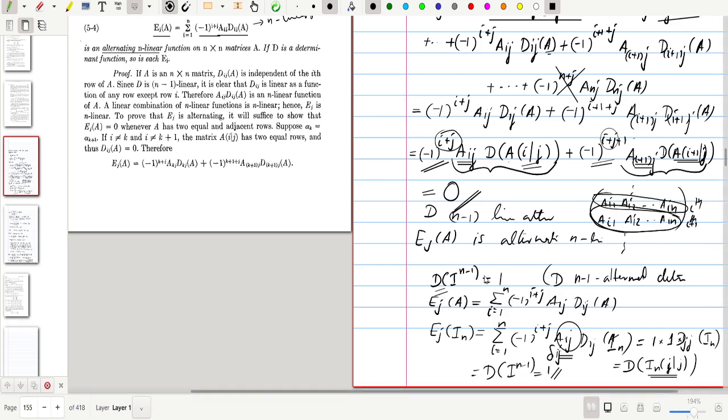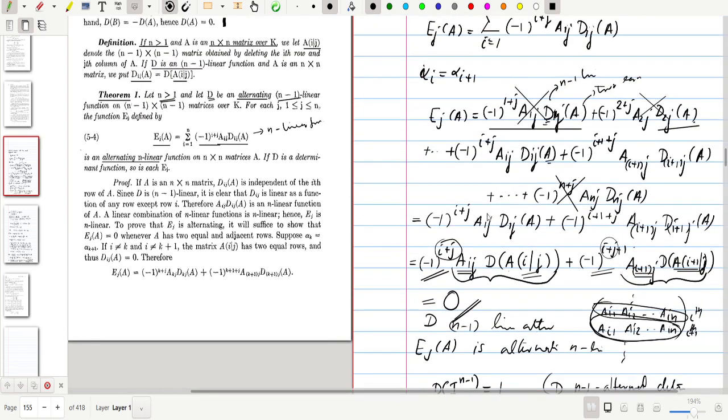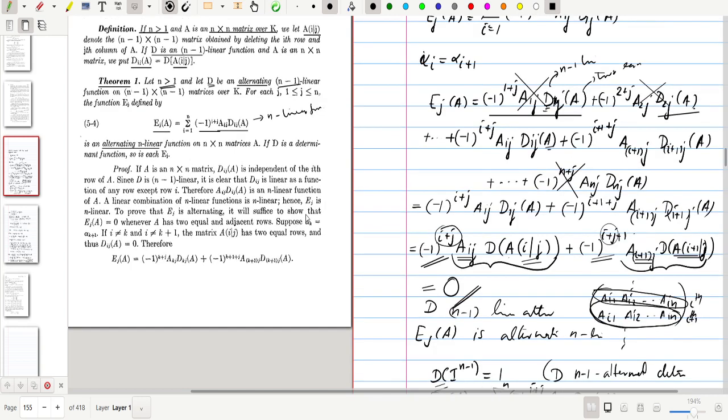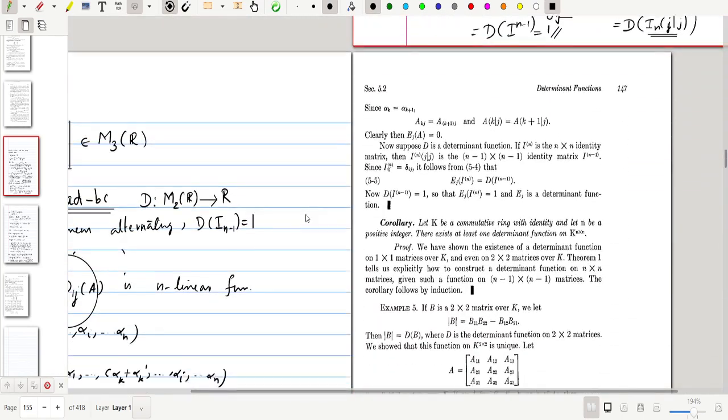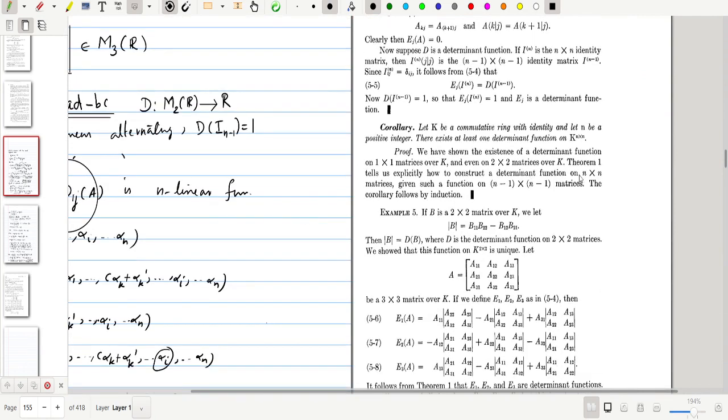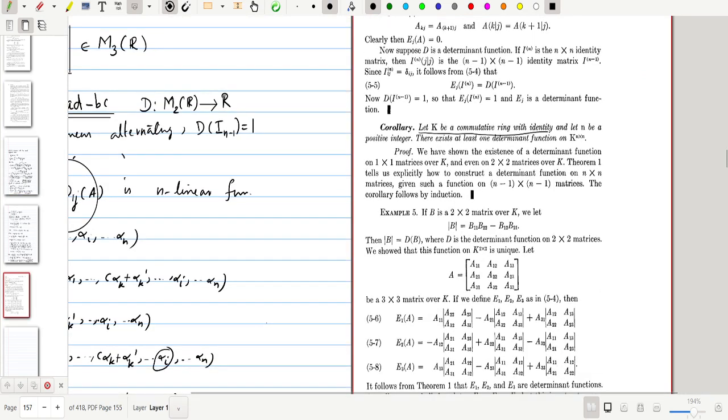So whenever D of I(n-1) is equal to 1, you get Ej of In is equal to 1. So this proves theorem 1: whenever D is alternating, then Ej is alternating. When D is an (n-1)-linear determinant function, then Ej is an n-linear determinant function. So this proves that theorem, and consequently we have a corollary. Let K be a commutative ring with identity, and let n be a positive integer, then there exists at least one determinant function. That we have already discussed.